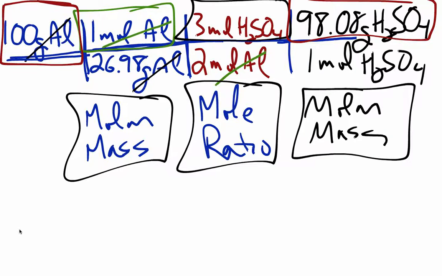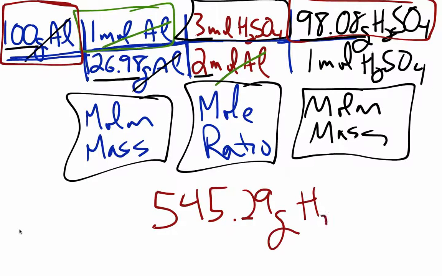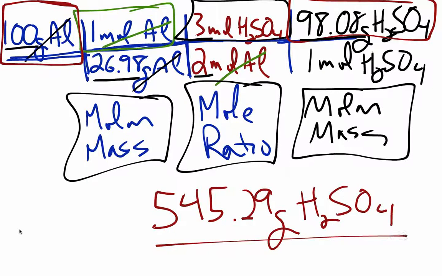Now if I just calculate this across, no, it's not very hard. We have 100 divided by 26.98 times 3 divided by 2 times 98.08. And my answer comes out fairly large. We get an answer here of 545.29 grams of sulfuric acid. So notice it has a 3:2 ratio, so we need more of it. And also, it has a much larger molar mass than aluminum, so we're going to need a lot more sulfuric acid than our mass of aluminum for this reaction to completely occur.